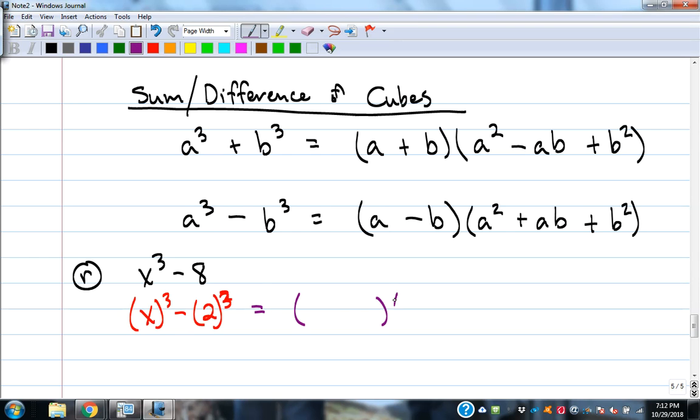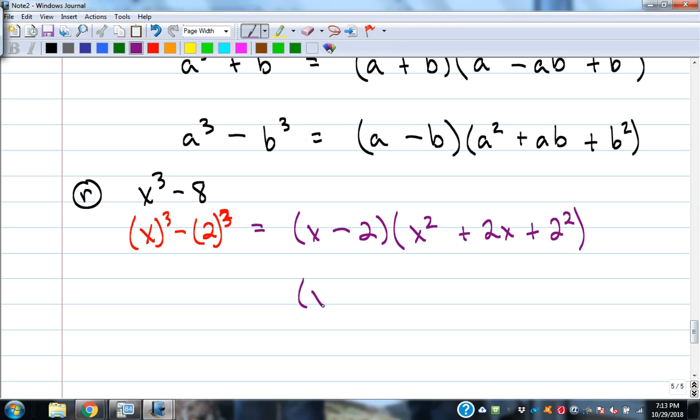So I know I'm going to have a short piece and a long piece. The short piece is x minus 2. The long piece, I'm going to have an x squared plus 2x plus 2 squared, which we know 2 squared is what? 4. So I really have x minus 2 times x squared plus 2x plus 4.